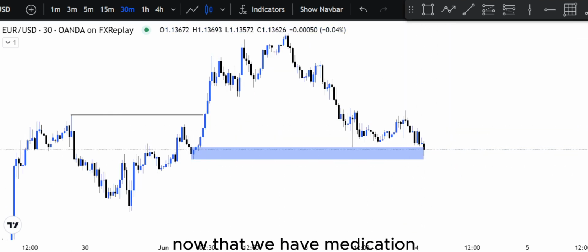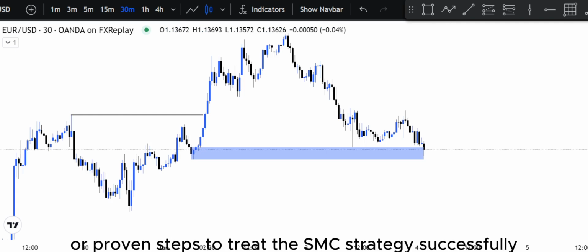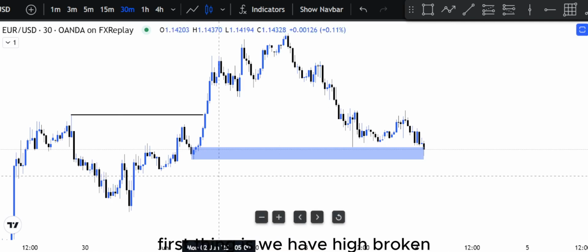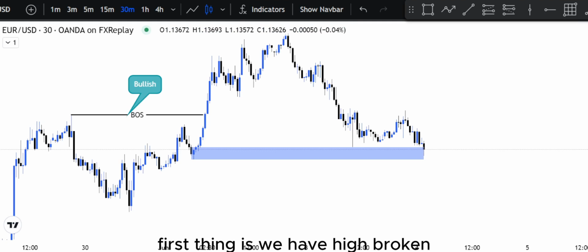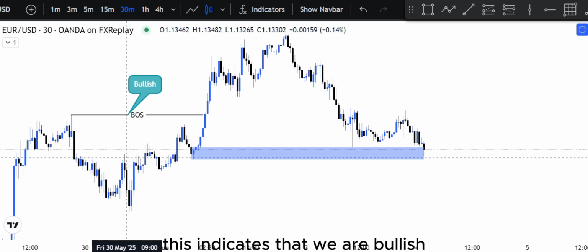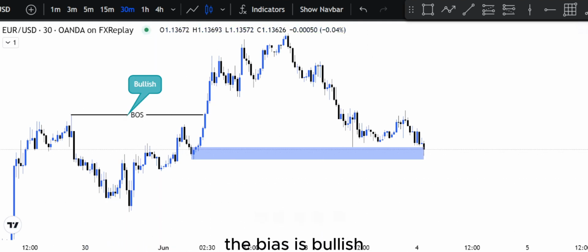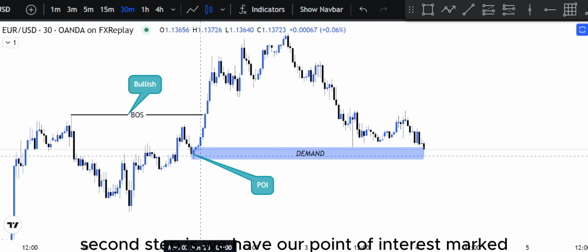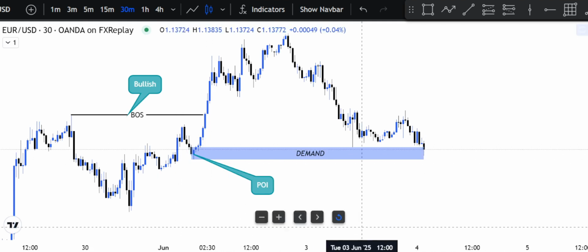Now that we have mitigation, let's review the three simple or proven steps to trade the SMC strategy successfully. First thing is we have high broken. This indicates that we are bullish. The bias is bullish. Second step is we have our point of interest marked.